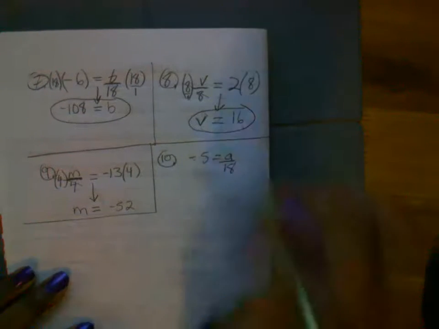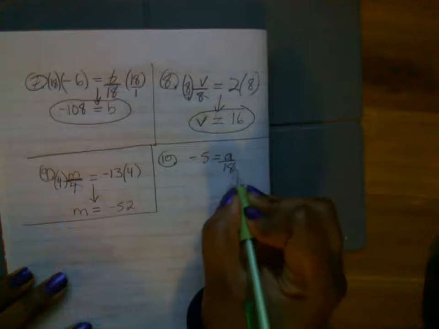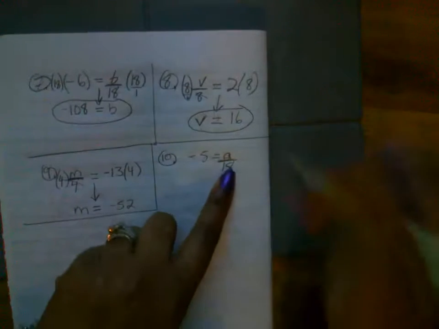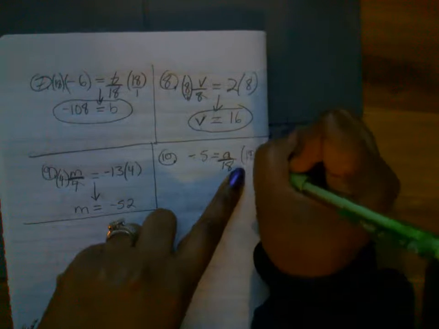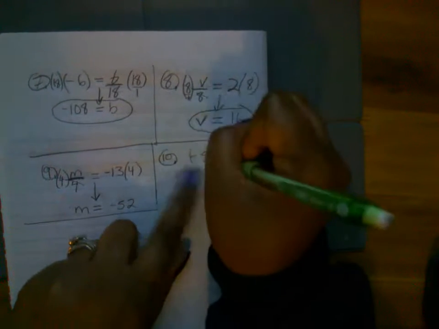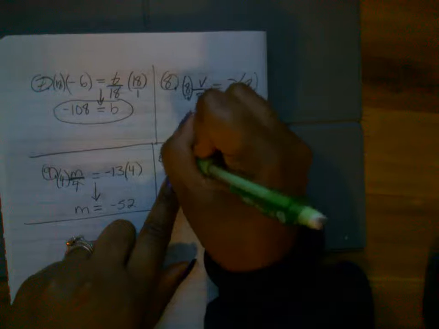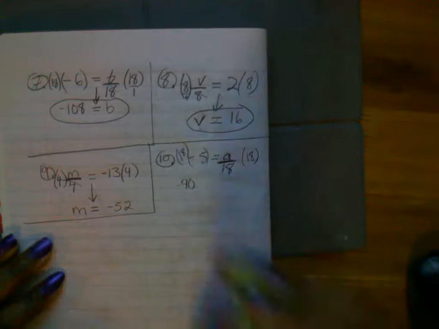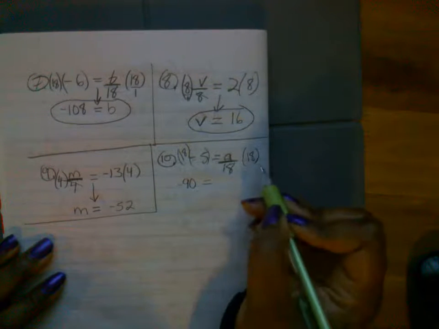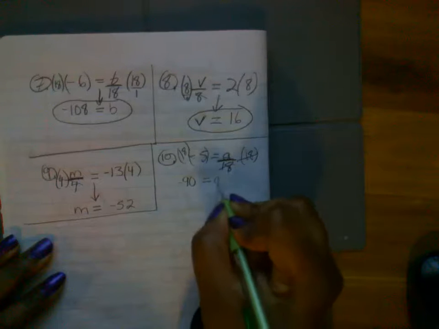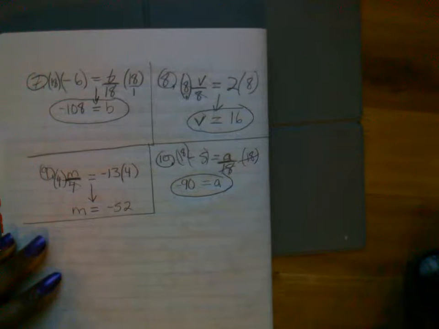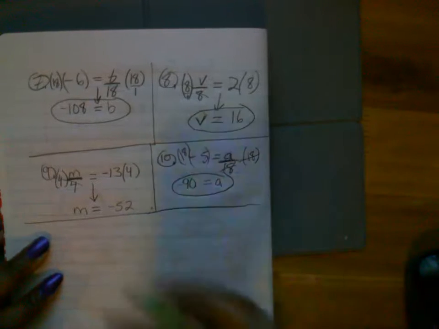Okay, so here, in order to get a by itself, we got to get rid of this 18. The operation here is division. The opposite of division is multiplication. So you're going to multiply both sides by 18. So you're going to multiply this negative 5 times 18. What is 18 times a negative 5? So negative 90 is equal to, on this side, the 18 cancels out, and I'm left with a. So the answer is negative 90 is equal to a, or a is equal to negative 90.